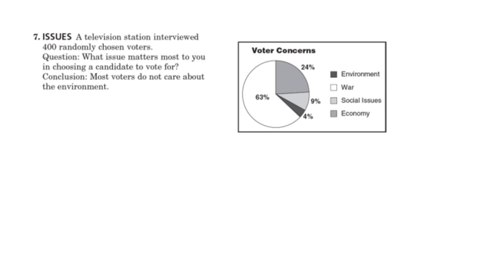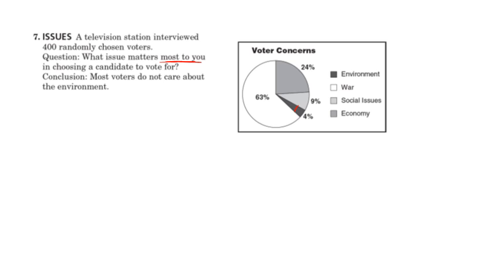All right, so let's look at this graph. A television station interviewed 400 randomly chosen voters. They asked, what issue matters most to you in choosing a candidate to vote for? The conclusion is that most voters do not care about the environment. If we look at the environment, it's the darkest one, which is 4%, and they say, well, I guess most people don't care about the environment. But you have to go back and look at the question. They asked, what matters most to you?